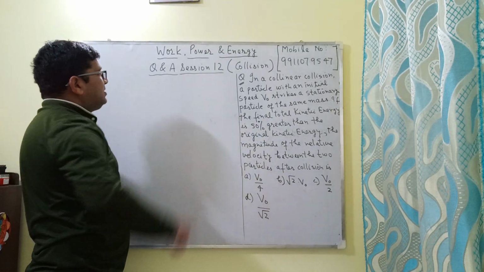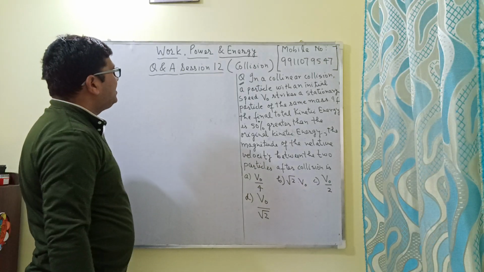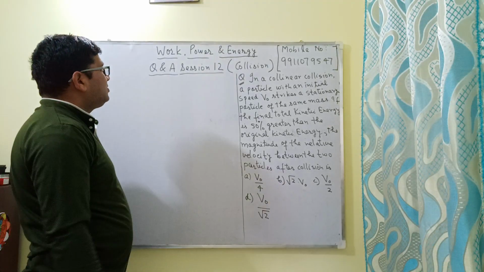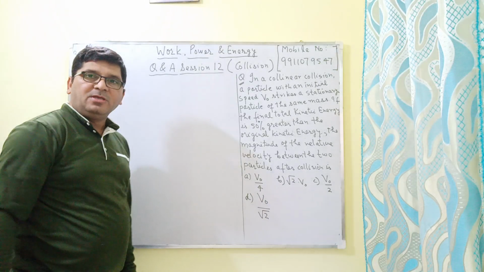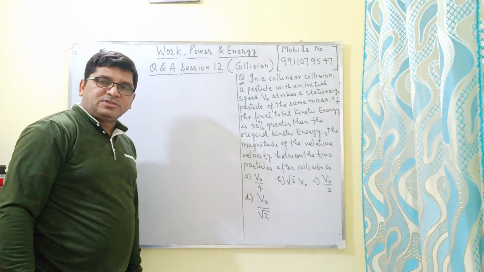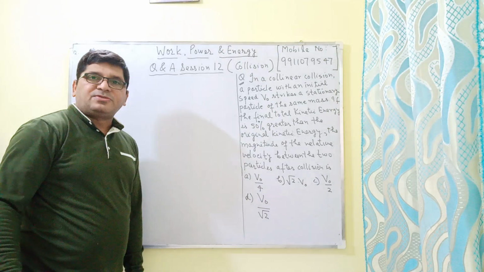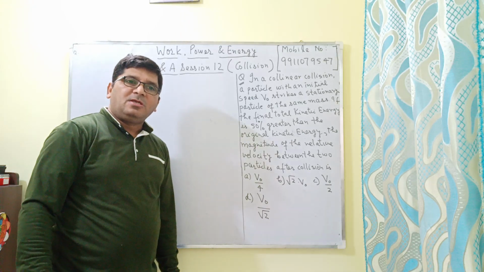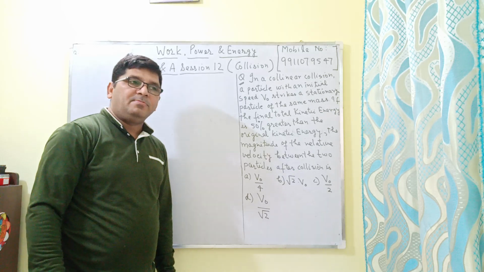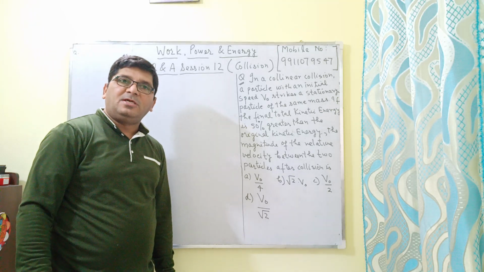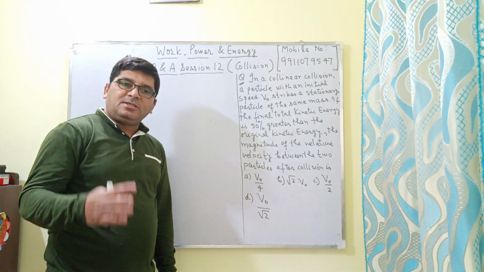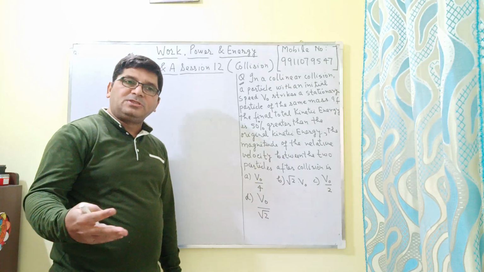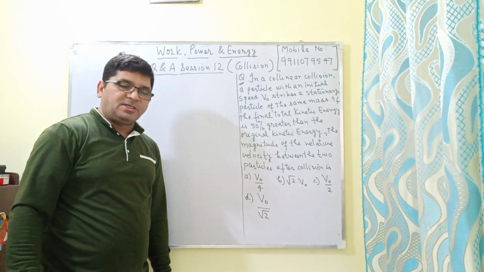This session is a continuation of sessions number 10 and 11. In the previous two sessions, we studied elastic collision, and we derived certain equations based on the fact that in elastic collisions, the total linear momentum and the total energy are conserved, and the total kinetic energy before the collision and after the collision remains the same.